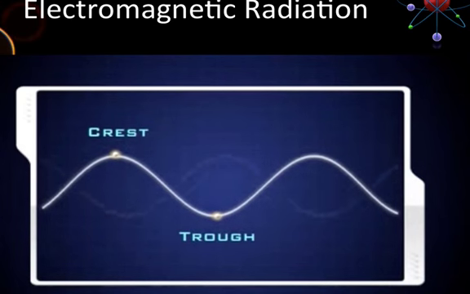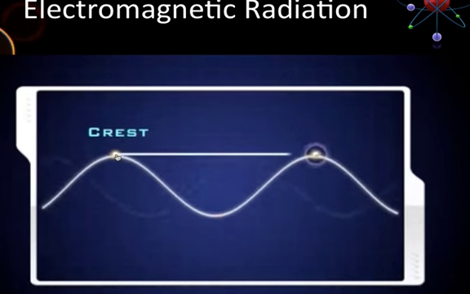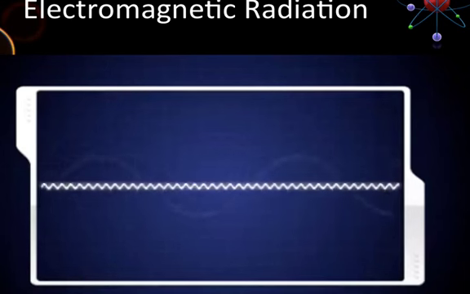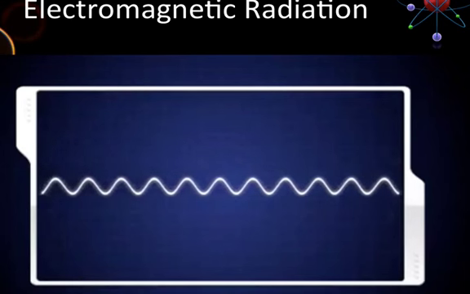As we discussed, the peaks are called crests and the depths are called troughs, and the distance between two crests or troughs is called wavelength. We usually measure that in meters or centimeters. Nanometer is the smallest unit, which is 10 power 9 times smaller than 1 meter.